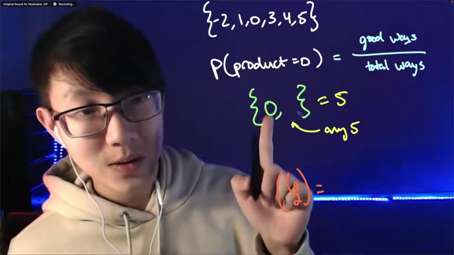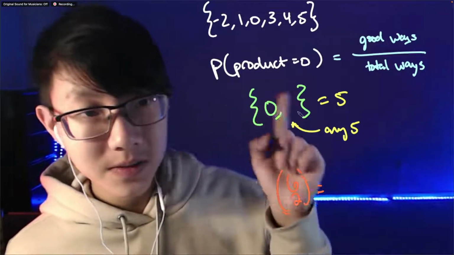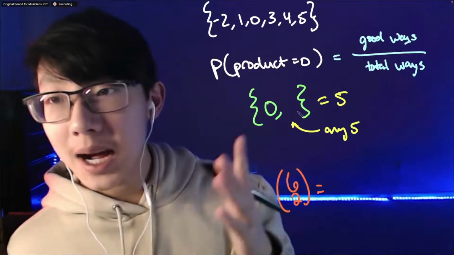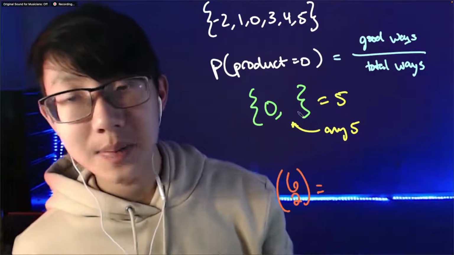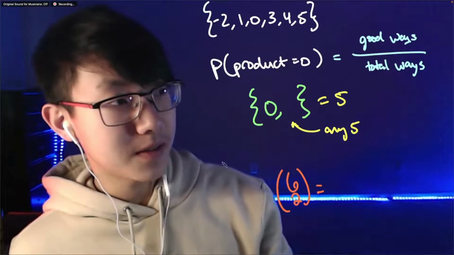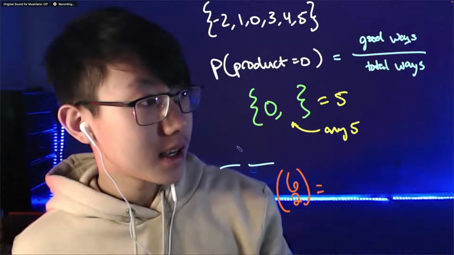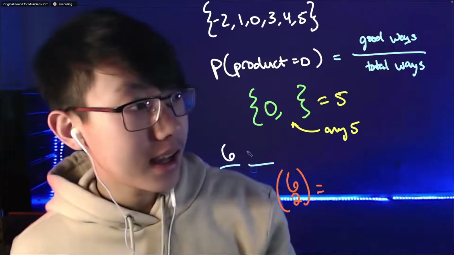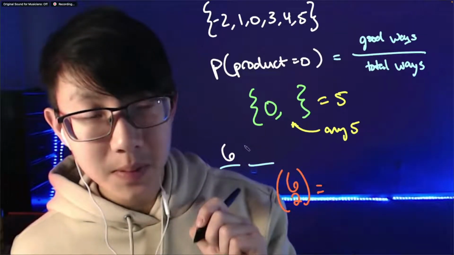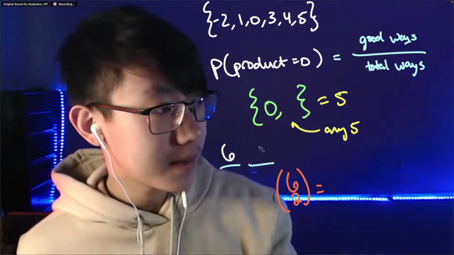I need to fill 2 spots, right? I need to fill a number for the first one, and a number for the second one. And I'm just looking at the total number of possibilities right now. So it doesn't matter what number goes in the first spot. I can put anything, so there's 6 possible ways to put a number in the first spot. And after I put a number in the first spot, there's 5 ways for the second spot.